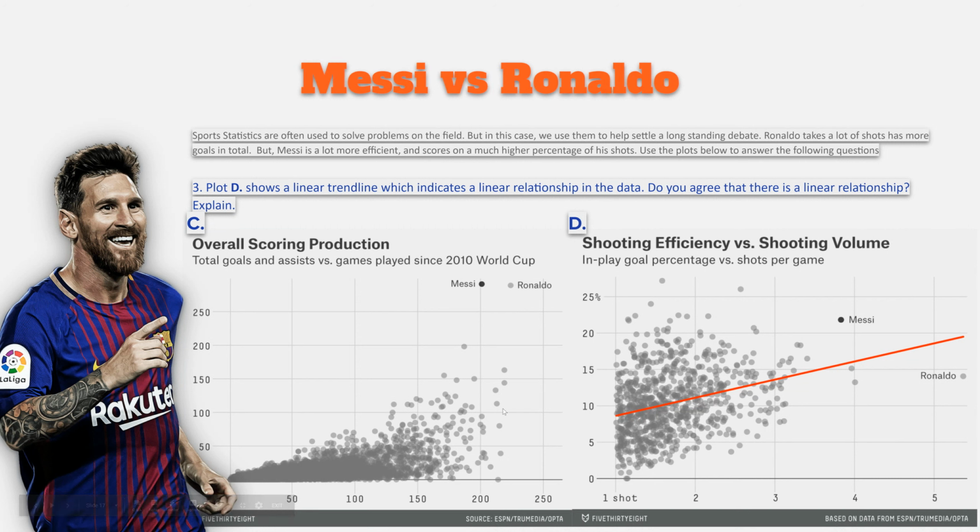Now, even though Ronaldo scores a lot more points, if we look at this data here, Messi is a lot more accurate with his shots. So this shows the accuracy of his shots and then shots per game. So Ronaldo takes a lot more shots per game, makes less than 15% of his shots, whereas Messi shoots less than 4 times per game and scores nearly 25% of his shots.